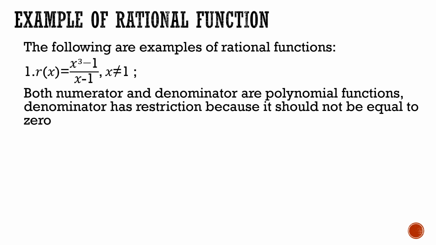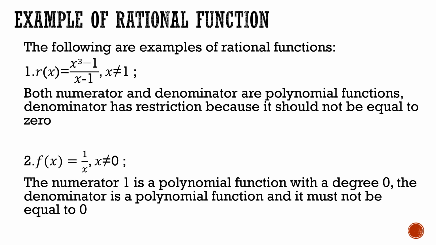So, both numerator and denominator po are polynomials. Denominator has restriction because it should not be equal to 0 po. So, another example, example number 2, f of x is equal to 1 over x where x must not be equal to 0 po uli.